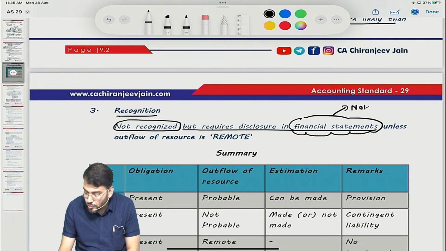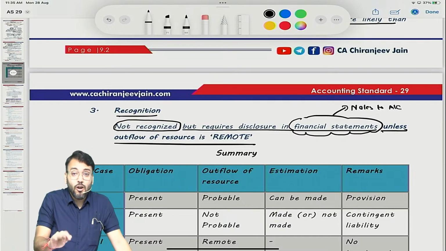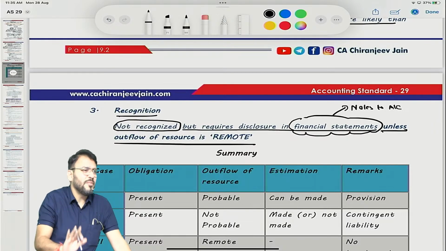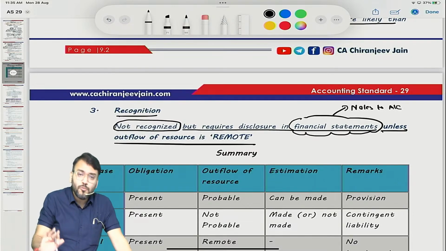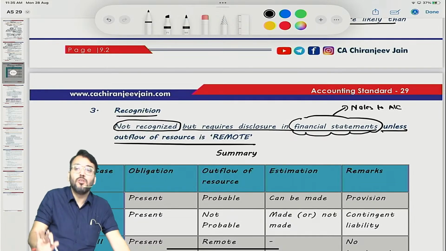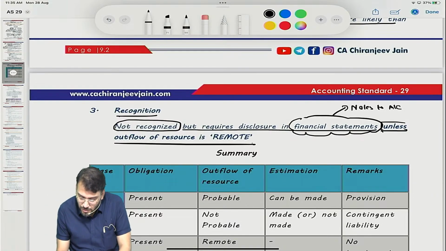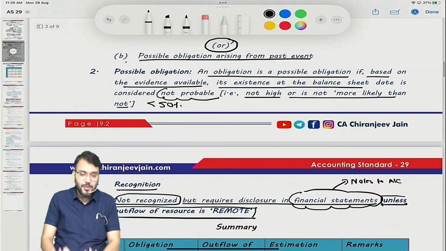In notes to account, unless outflow of resource is remote. So what they are saying, unless outflow of resource is remote. If outflow is remote, then ignore. Whenever it is remote, as per maturity concept, no accounting treatment. If outflow is not probable and becomes remote, then it will not be disclosed as contingent liability. So this is one condition: unless outflow of resource is remote. Correct. I hope you have understood.